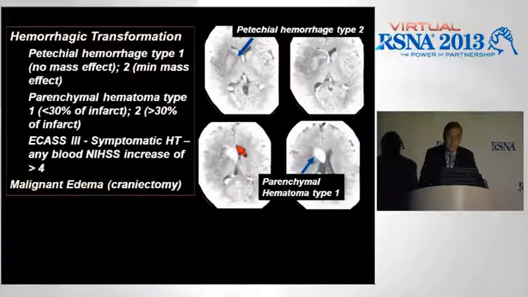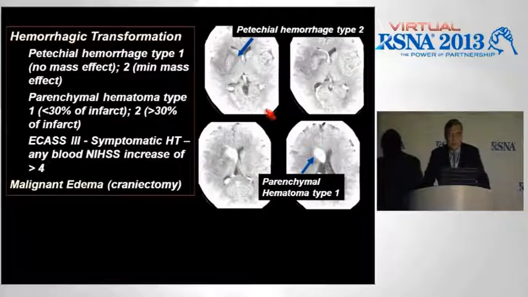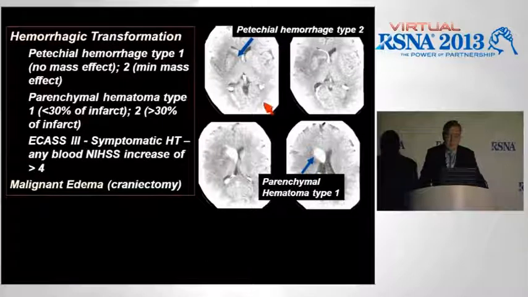This patient was treated with TPA, and then we could see that there is some evolution of the infarct with some hemorrhagic transformation, this area of hematoma formation here near the caudate nucleus, and areas of petechial hemorrhage around the basal ganglia. Petechial hemorrhages can be divided into types 1 and 2, where type 1 is no mass effect, type 2 minimal mass effect.